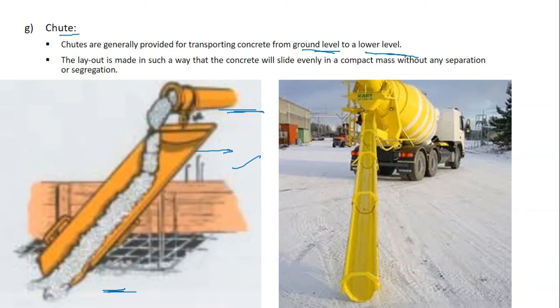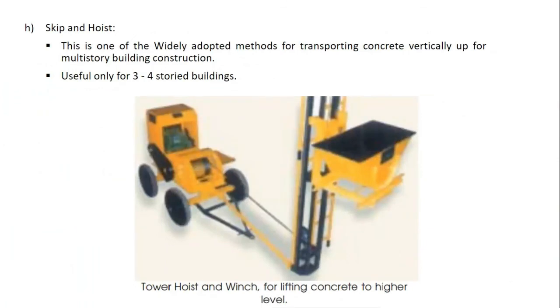When we pour on this chute, it moves the concrete, and due to gravity it reaches the bottom level, right? And in the right side image also you can see the concrete is being transported from the vehicle to the ground surface. Okay, you can use this chute when you want to transport the concrete from a higher elevation to a lower elevation. And this is the last one, skip and hoist.